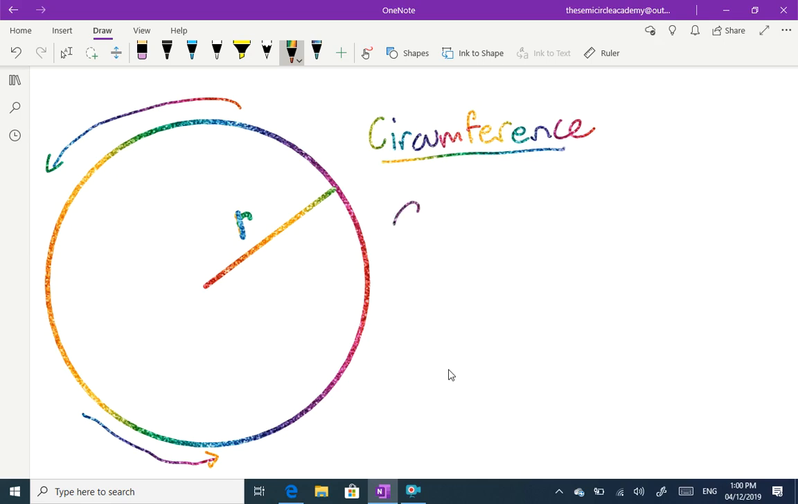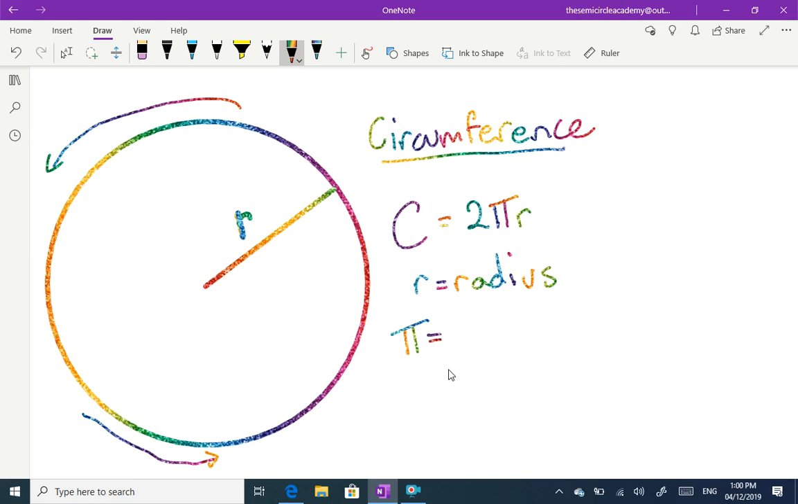So the circumference is actually given by a formula that we just have to learn. And that formula is 2 pi r. Now we could see here that r is the radius, and they would usually give you the radius. And pi, we will talk more about pi in detail in another video.